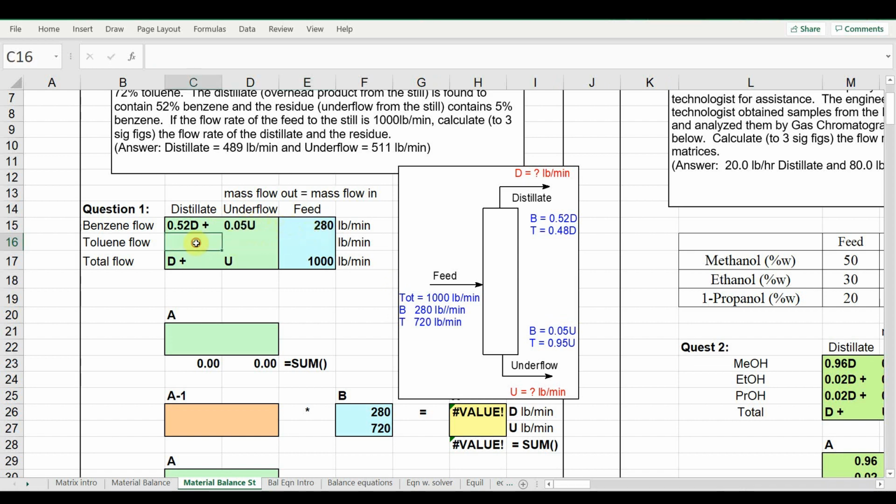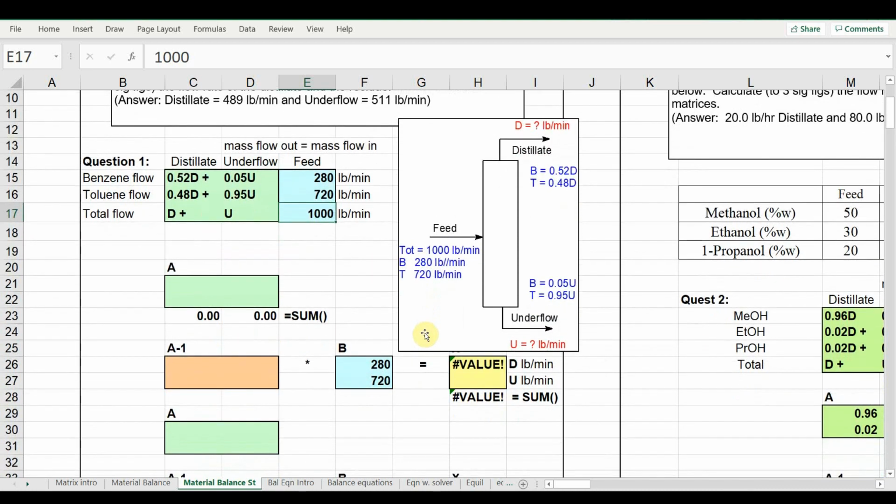Now we can do the same for toluene. What's the flow of toluene from the distillate? We don't know, but it's 48% of the distillate. We can write 0.48 times the flow of distillate plus, what's the flow of toluene in the underflow? It's 95% of the underflow, 0.95 times U. And the total flow of toluene we determined was 720 pounds per minute. So we actually have three mass balance equations that have the same two variables. Pick any two to solve it. Let's take the first two.